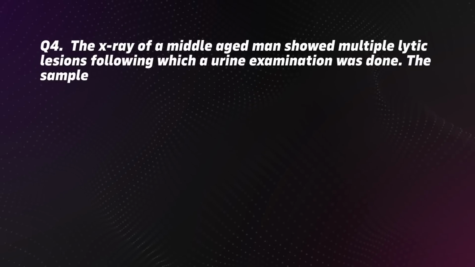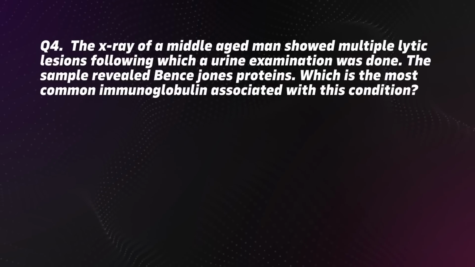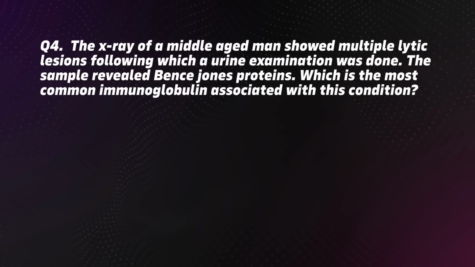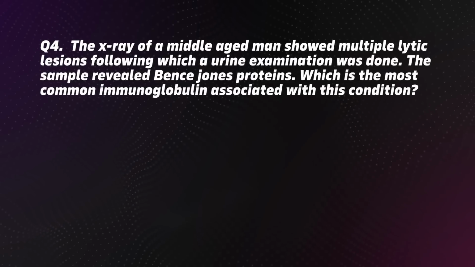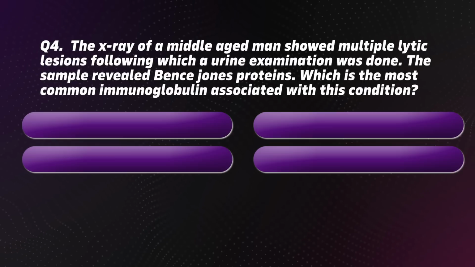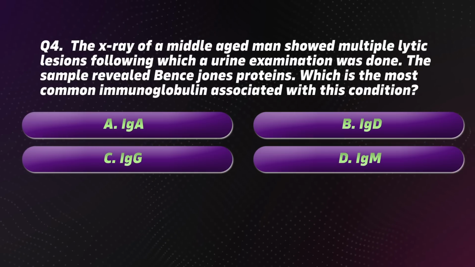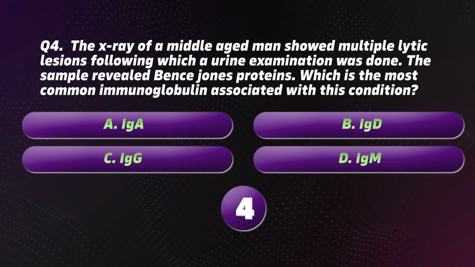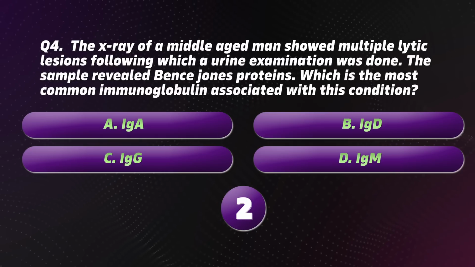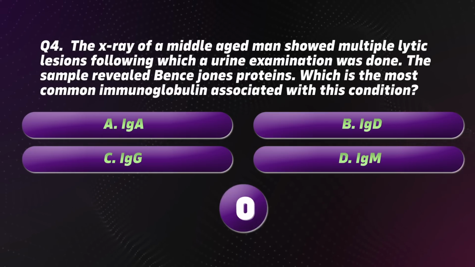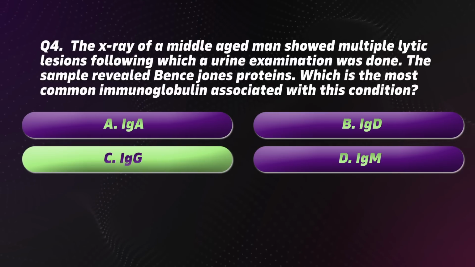Question 4. The X-ray of a middle-aged man showed multiple lytic lesions following which a urine examination was done. The sample revealed Bence-Jones proteins. Which is the most common immunoglobulin associated with this condition? Here are the options. A. IgA. B. IgD. C. IgG. D. IgM. And the correct answer is option C, IgG.